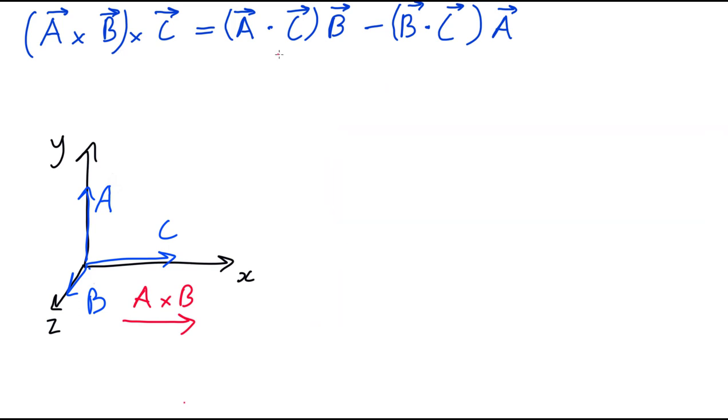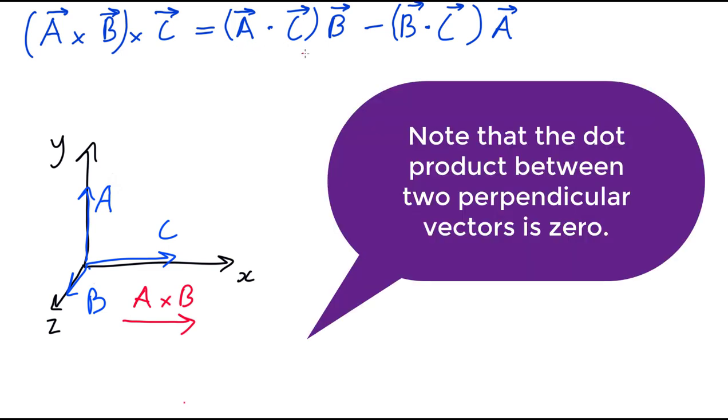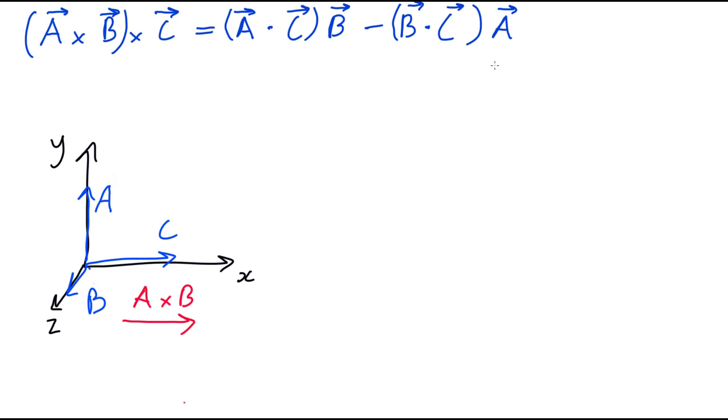And if we have a look, this actually makes sense with what we've got on the right-hand side here, because we have a dot c is 0, and then we've got b dot c is 0 because they have no common component, and so therefore we're going to have 0 multiplied by b minus 0 multiplied by a, so that's just going to give us 0. So it works in this scenario.